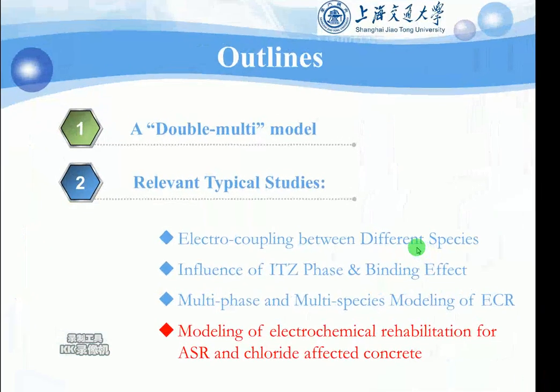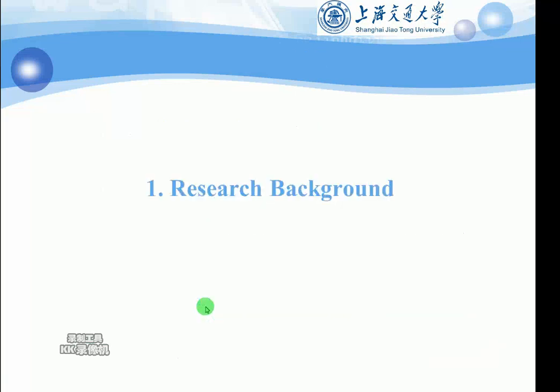So from the information about the topic, we can simply divide this presentation into two parts. Firstly, an introduction about double multi models, which is short for the multi-phase modeling of multi-species transport in concrete. Secondly, some typical studies by using this model step by step, including the one mentioned in the paper title, of course. So firstly, let's say something about the background of the modeling work.